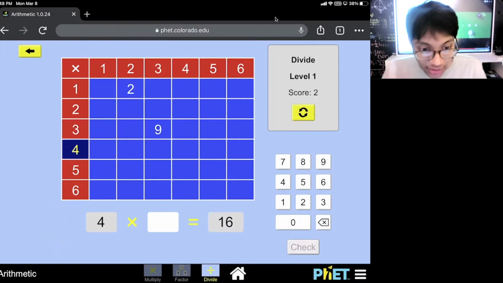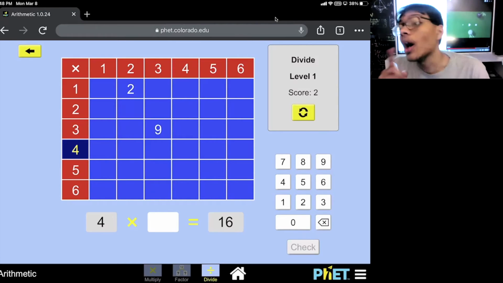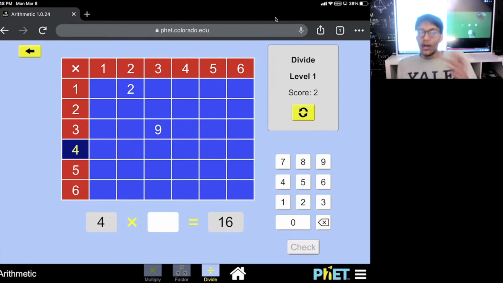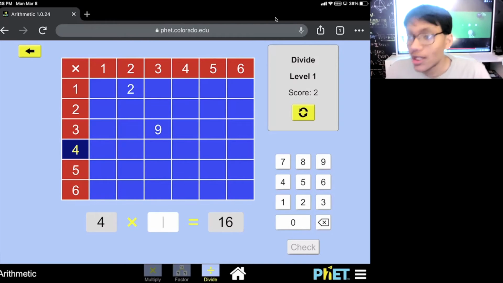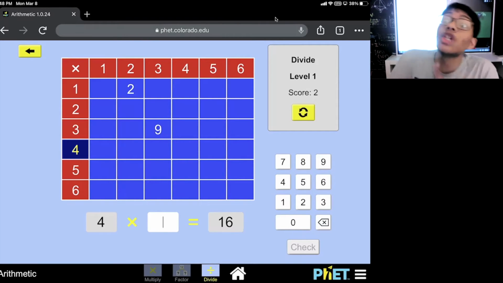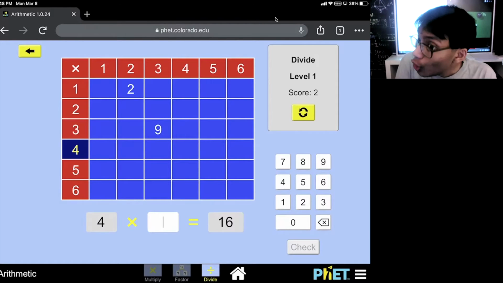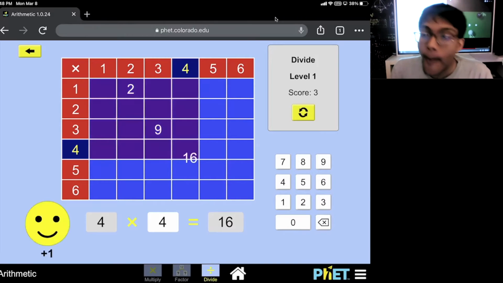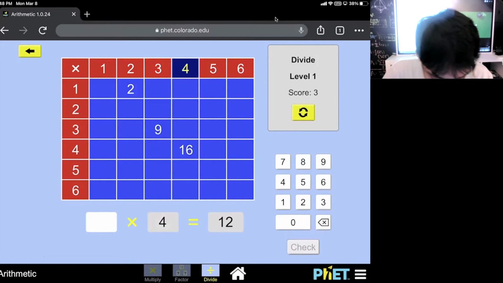Huzzah. Let's do more. 4 times what is 16? Well, let's try to count up the 4 times table. Is 4 times 0 16? No, 4 times 0 is 0. 4 times 1 is 4. 4 times 2 is 8. 4 times 3 is 12. 4 times 4 is 16. And huzzah! That's 16.